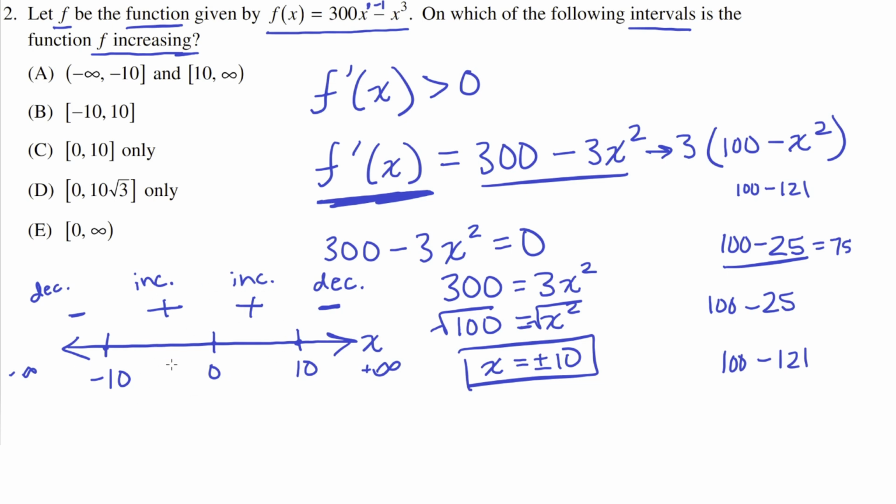So from this number line, we found that from negative 10 to 0 and from 0 to 10, the sign of f prime of x, the first derivative, is positive, which means that from negative 10 to 10 is our interval where f of x is increasing. So B is the correct answer.